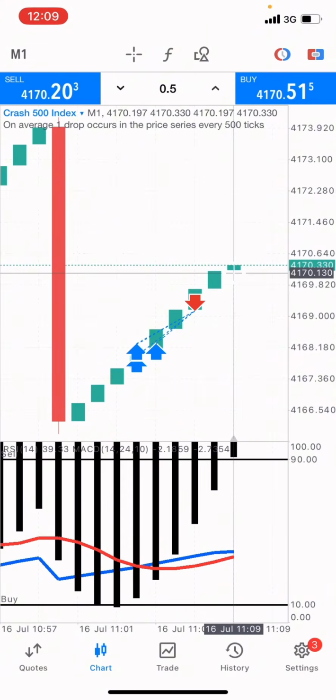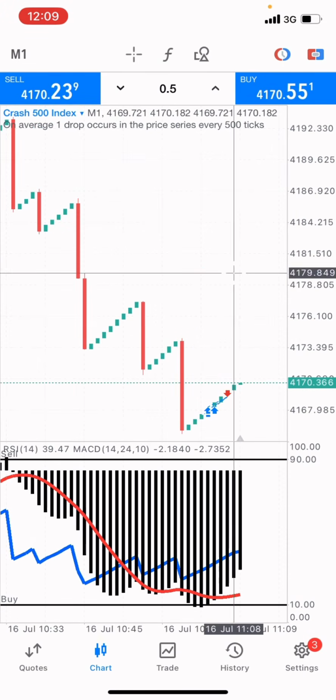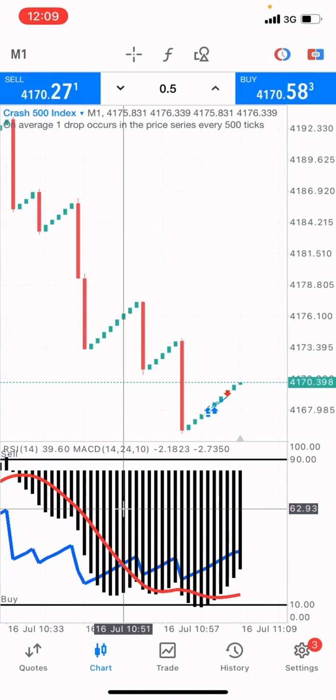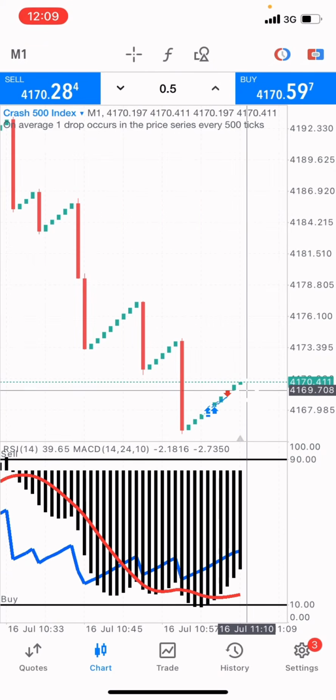I don't want to be losing the trade before the spike comes into the market. So because it's a downtrend of the MACD, as you can see at this point, it's showing us a downtrend. So the spike that's going to come into the market is going to be a big spike.